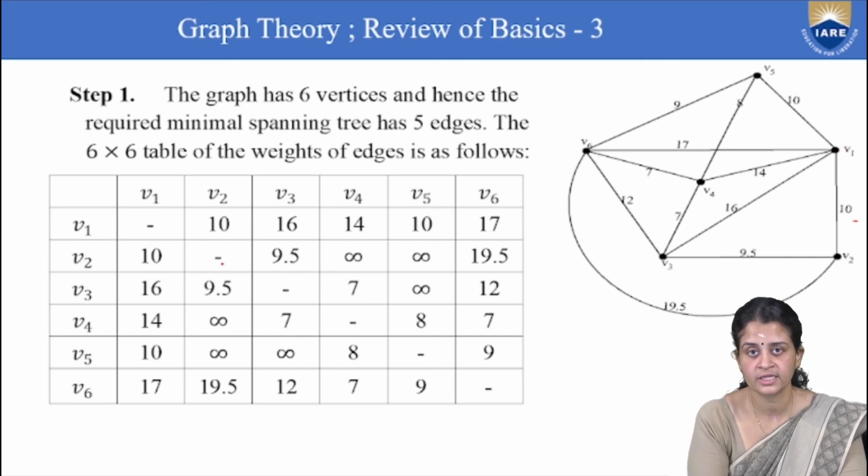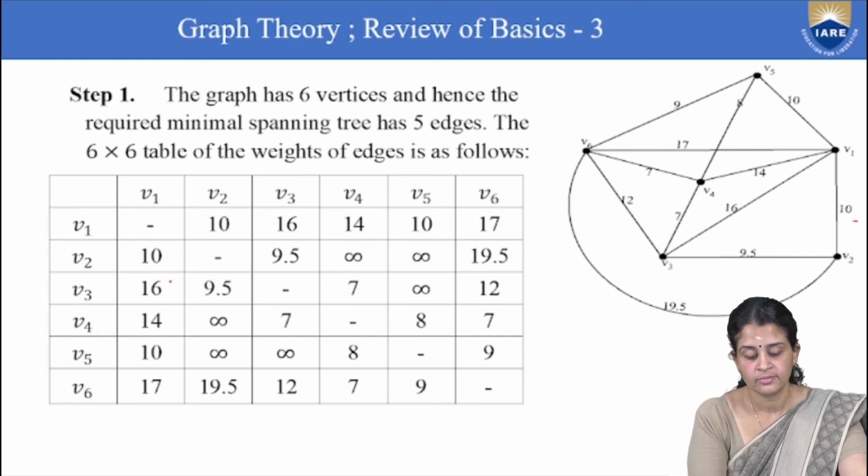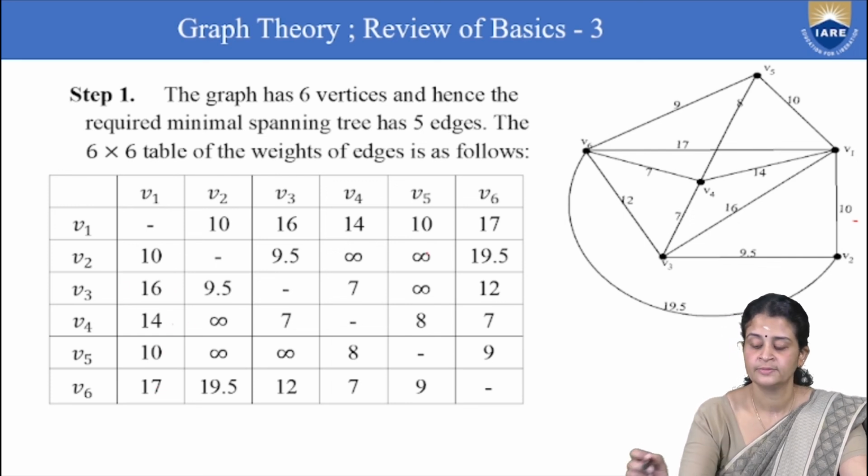V2 with itself, nothing. V2 with V3, it is an edge with 9.5. V2 with V4, there exists no edge, so we put a dash there, and the same for V2 with V5. V2 with V6, we have an edge with weight 19.5. The same thing happens continuously with these vertices V3, V4, V5 and V6. Now we can see that it is a symmetric matrix about the diagonal, right? 10, 16, 14, 10, 17. Here also 10, 16, 14, 17. Same thing. It is a symmetric matrix.